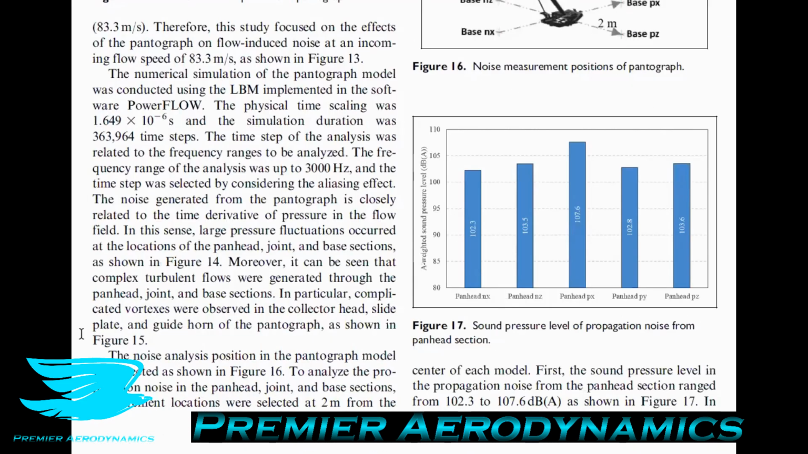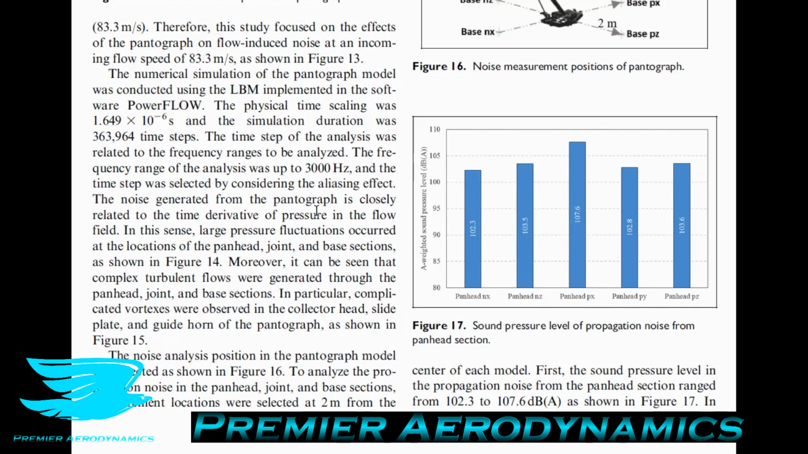So moving on to figure 17, they show how the noise is propagating in different directions, and this is what I was talking about earlier with dipoles, quadrupoles, and octopoles. They say the sound pressure level in the propagation noise from the panhead section ranges from 102.3 decibels to 107.6 decibels, and this is A-weighted. So A-weighted decibels is based on human hearing.